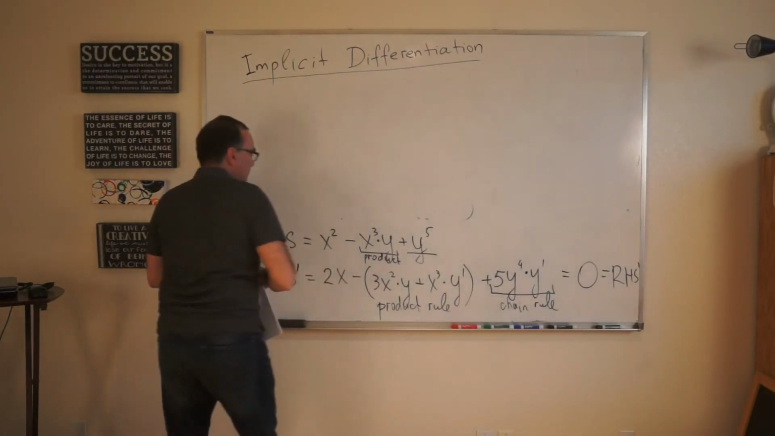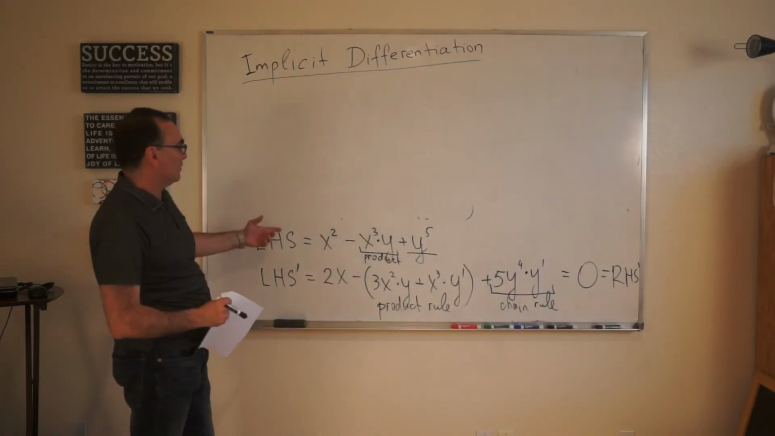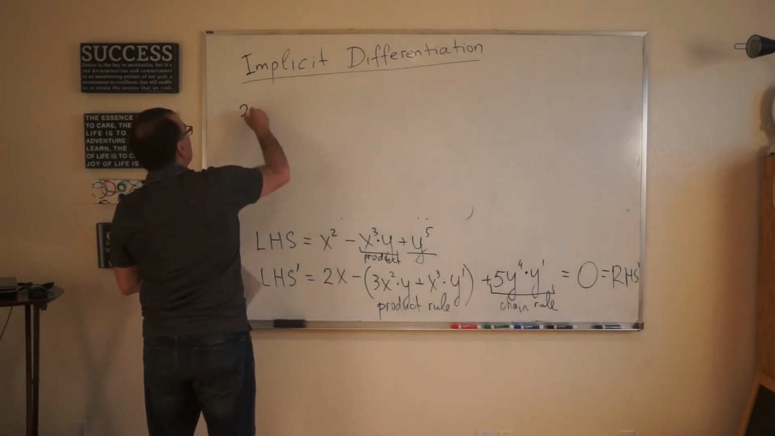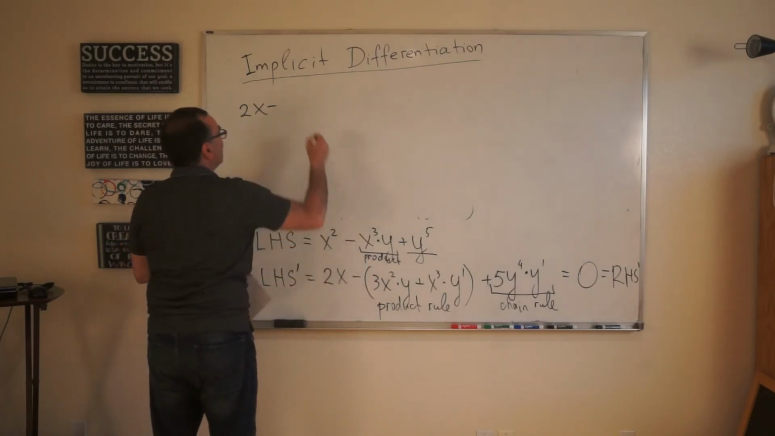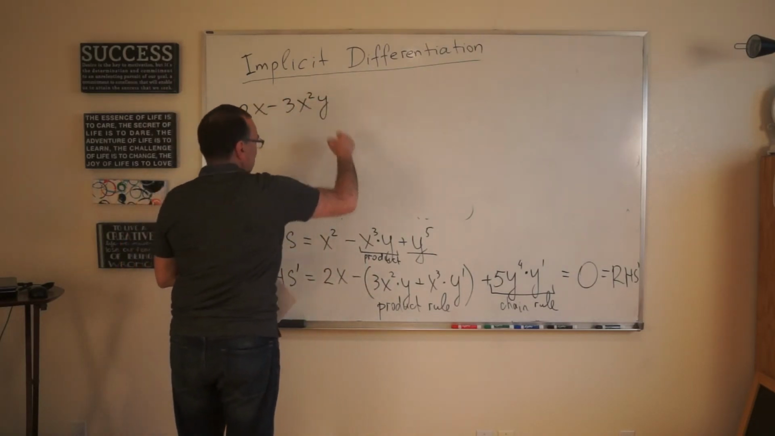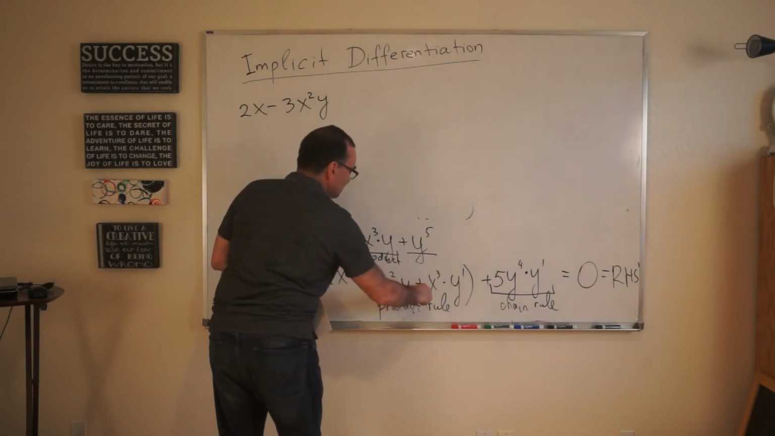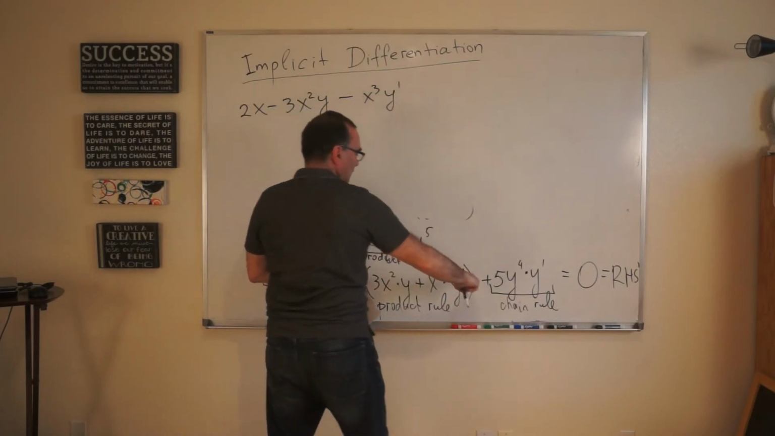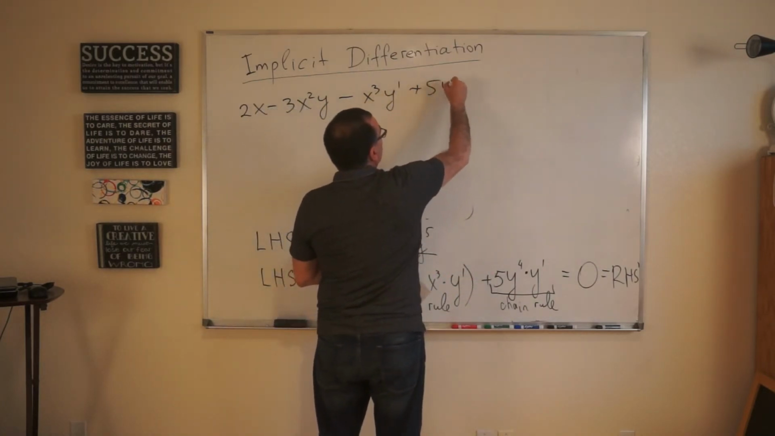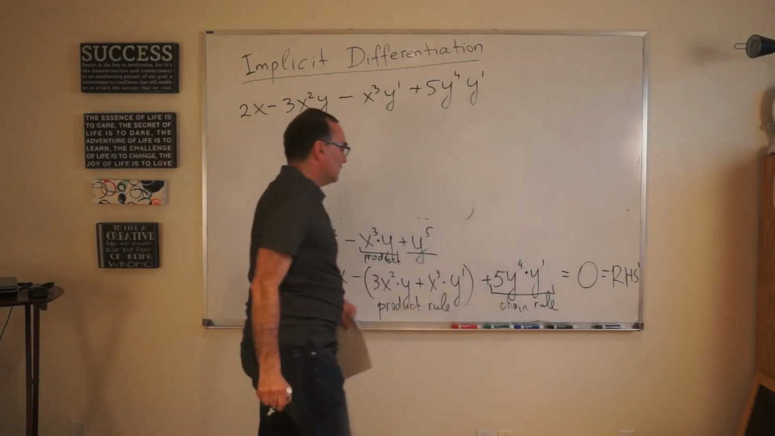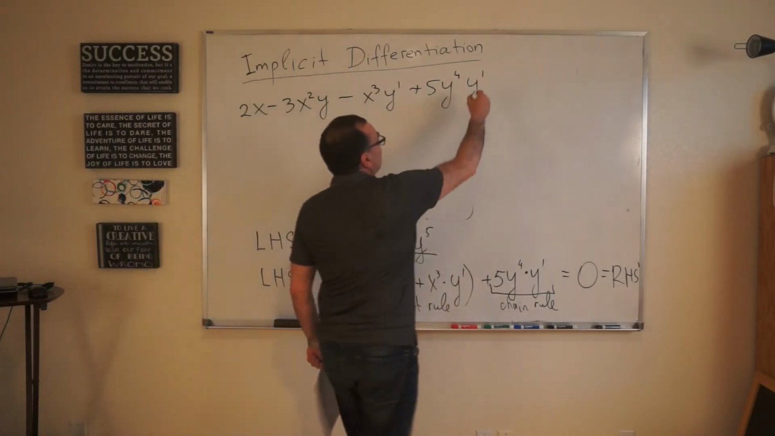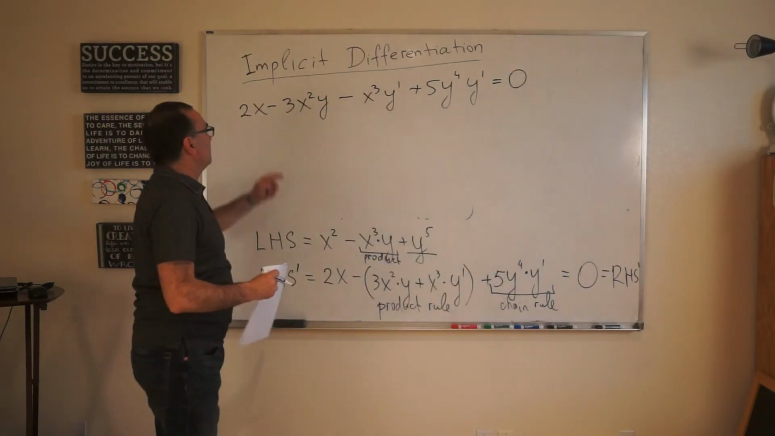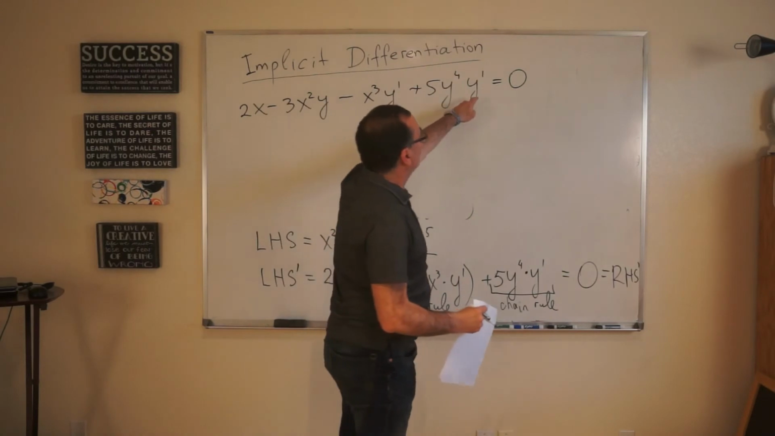So starting with an equation involving only x and y and using this method, left hand side derivative equals right hand side derivative, we've got the following. We've got 2x minus, and now I want to distribute this minus, so minus 3x squared y, and distributing the minus, this one becomes minus as well, minus x cubed y prime, and plus 5y to the fourth y prime. That was the derivative of the left hand side, equals the derivative of the right hand side, which is just 0. So we've got an equation involving x, y, and y prime.